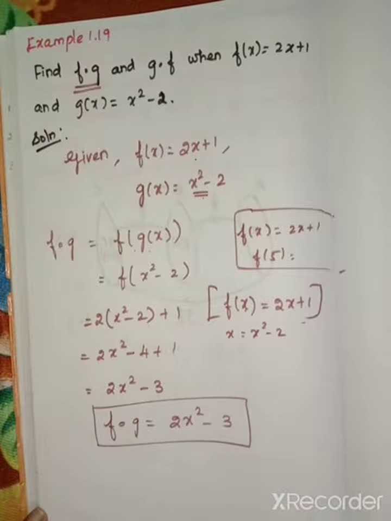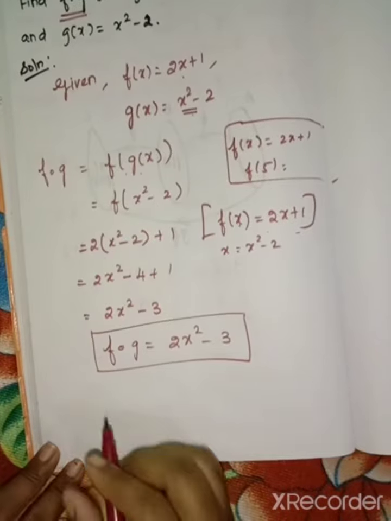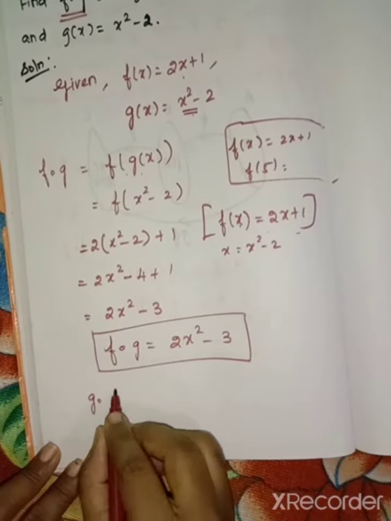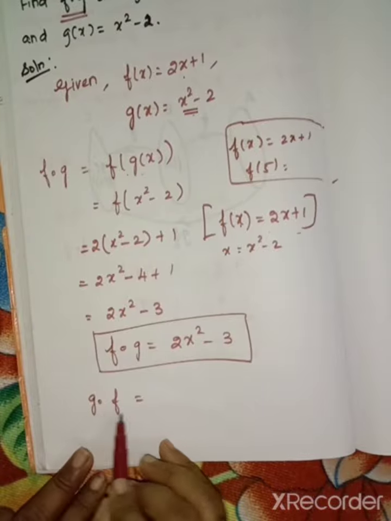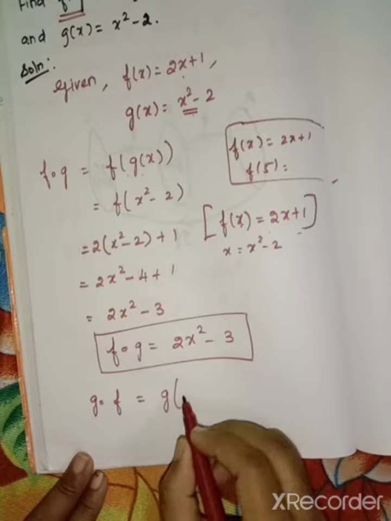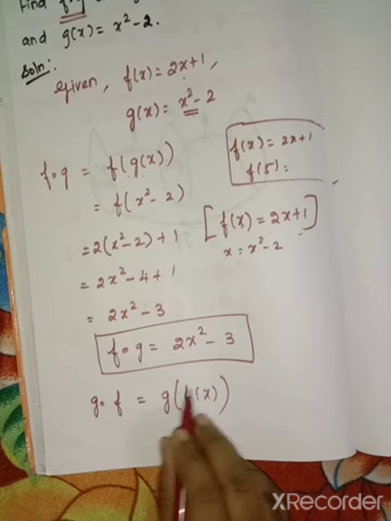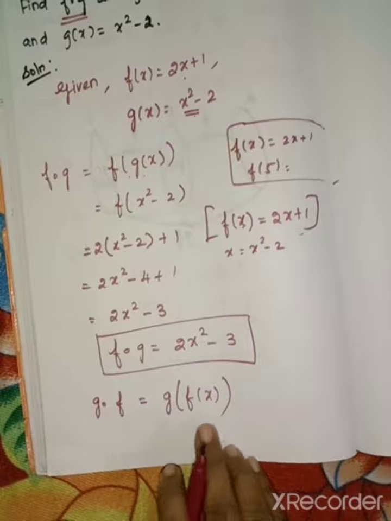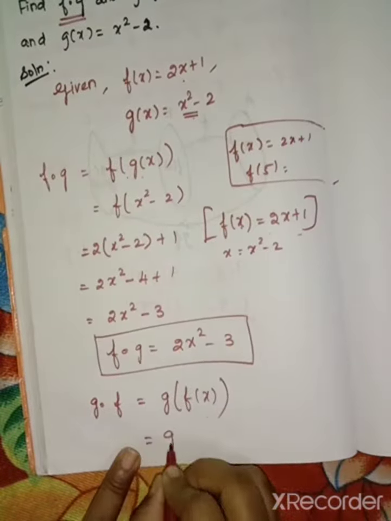Now are you clear? Likewise, we want to find the g of f. So g of f equal to, likewise from the definition we want to check. Here we have a composition of two functions. So first one is g, so g of f of x. Here inside the bracket we have f of x. The given expression for f of x is 2x plus 1.